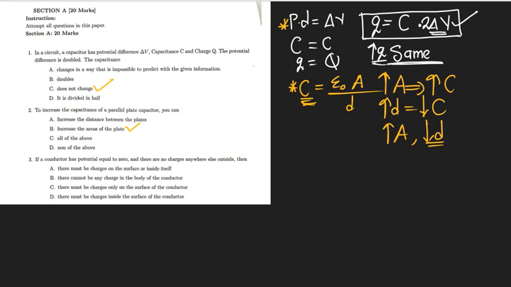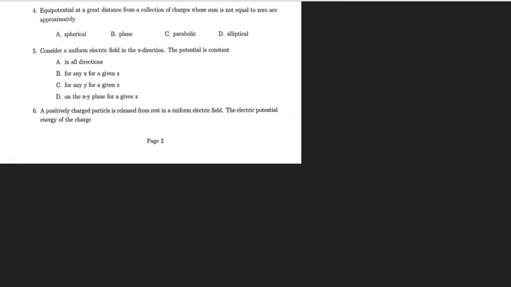Something that is neutral, and on the outside no external force is acting on it, it can't be charged. Remember, charging is either conduction or induction. That's when the body is going to be charged. So there cannot be any charge in the body of the conductor, which is B. We go to question 4.